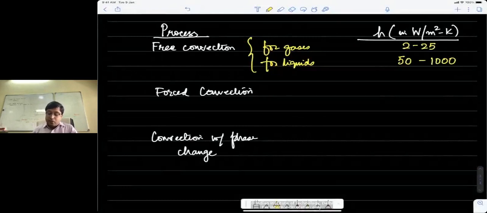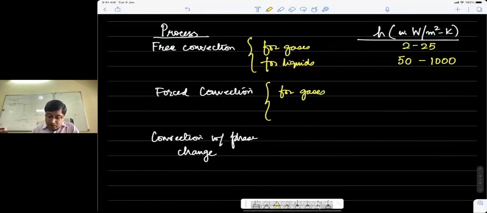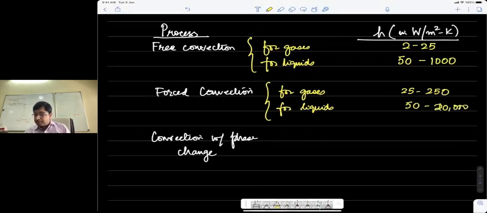So you can already see that the use of liquids actually greatly enhances heat transfer, because now you have a higher value of h. In forced convection as well, we can classify based on the phase of the fluid. For gases, this value will be about 25 to 250, and for liquids, this will be from 50 to 20,000 watt per meter square Kelvin.